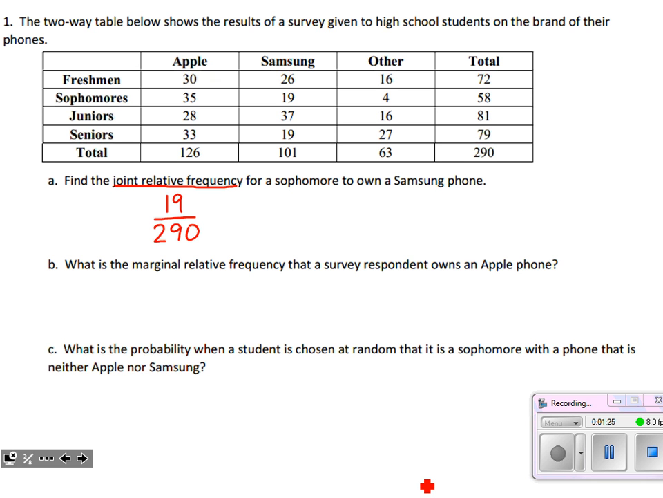Letter B, what is the marginal relative frequency that a respondent owns an Apple phone? Well, marginal means we're in our totals, and it is still relative, so it is still over the total. Let's look at our Apple phones. That's 126 out of our 290 total people surveyed. And we can simplify that fraction down to 63 over 145.